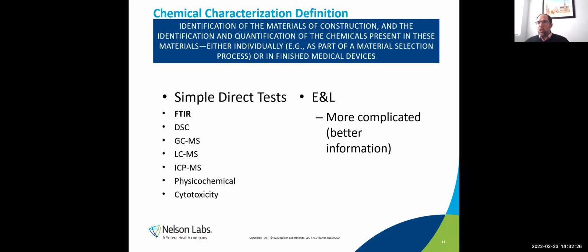Chemical characterization is really characterizing the chemistry of your device. That can be done through extractable and leachable testing, or it can be done through simple tests like FTIR, right? Or DSC, or maybe you're just looking at metals. If you're just changing a metal, you can look at ICP-MS. That's still characterizing the chemistry of your materials, but it's not extractables and leachables. Extractables and leachables are looking at everything coming off your device.